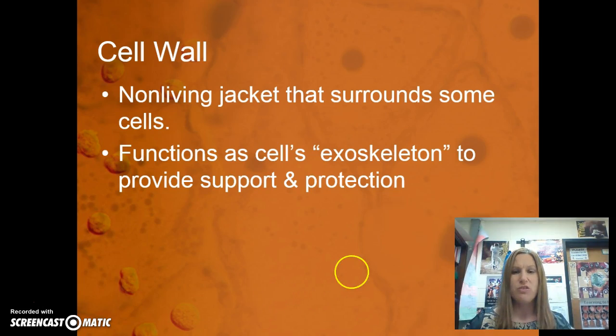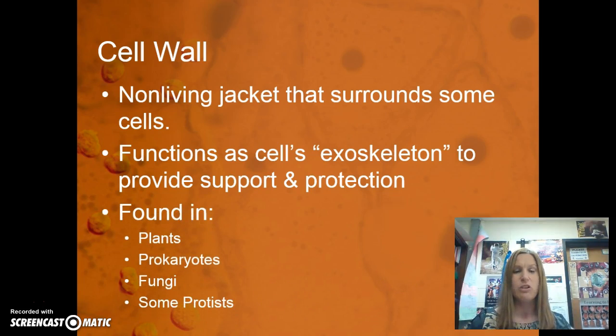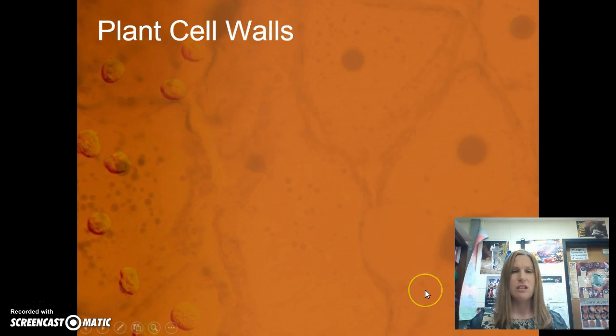Now, where are we going to find the cell wall? Well, we're going to find it in plants, prokaryotes such as bacteria. Remember, prokaryotes do not have a nucleus. We're going to find them in fungi and some protists, but we are not going to find a cell wall in animal cells. We don't have that rigid structure within our cells.